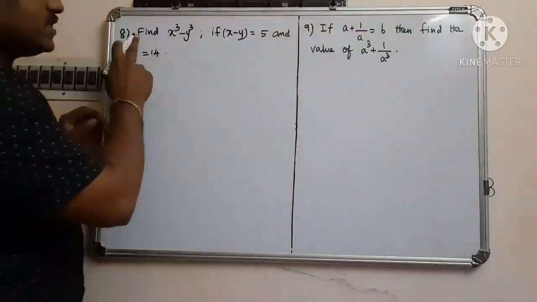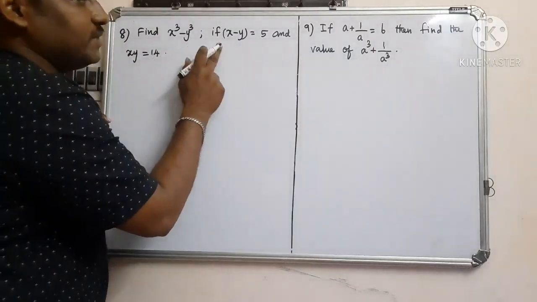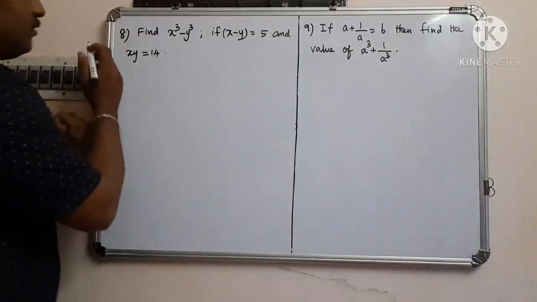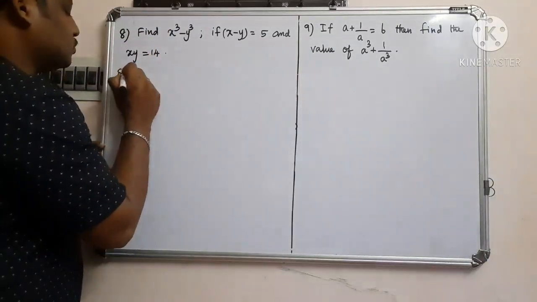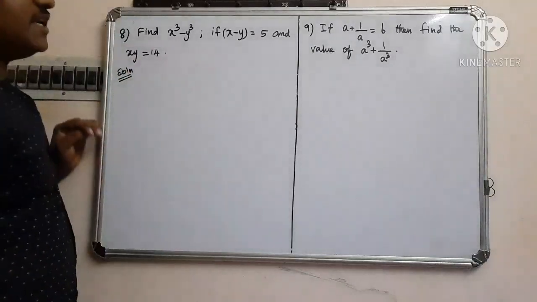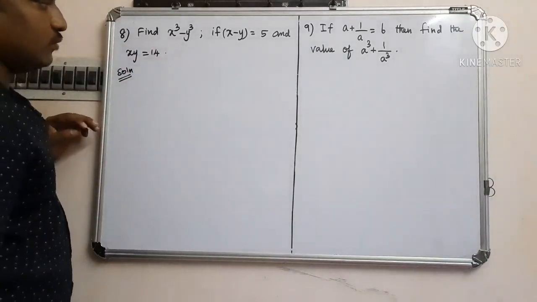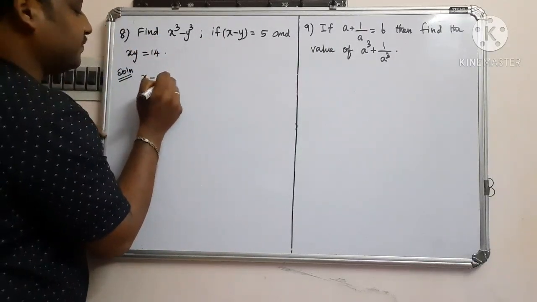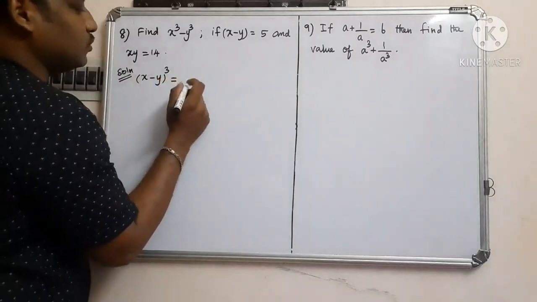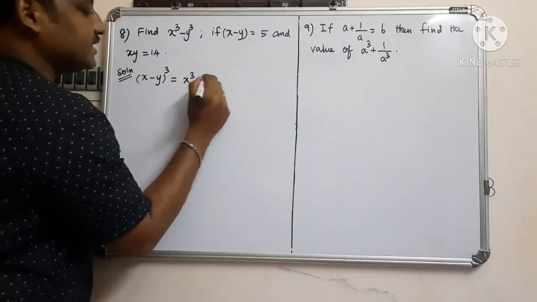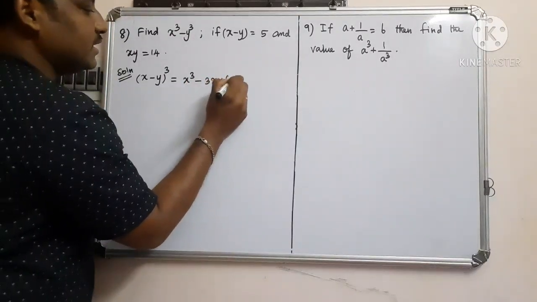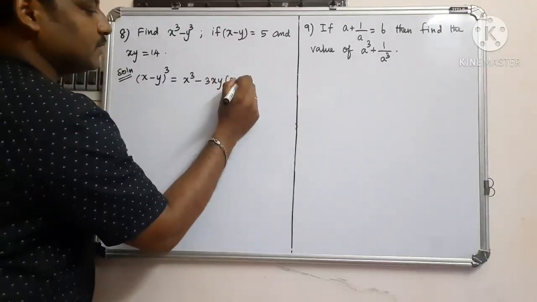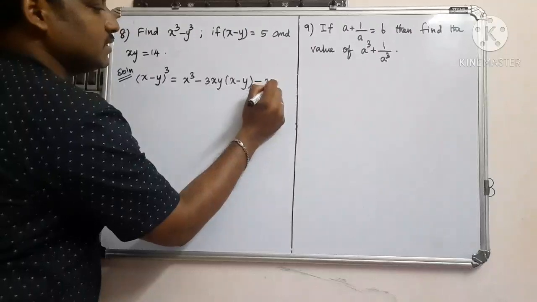Understood? Question number 8. Find x cube minus y cube if x minus y is equal to 5 and xy is equal to 14. Now we have to find out the value of x cube minus y cube. So solution: using the identities only we are going to find out the value of x cube minus y cube. We know the identity formula: x minus y the whole cube is equal to x cube minus 3xy into x minus y minus y cube.